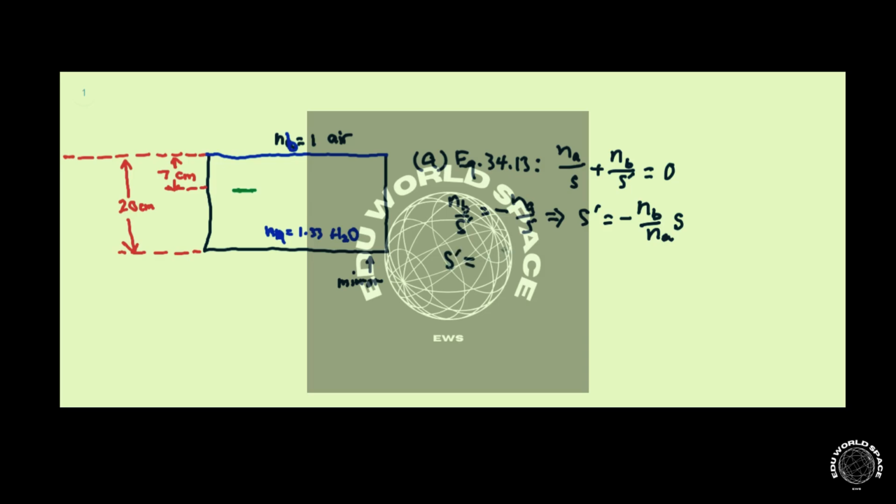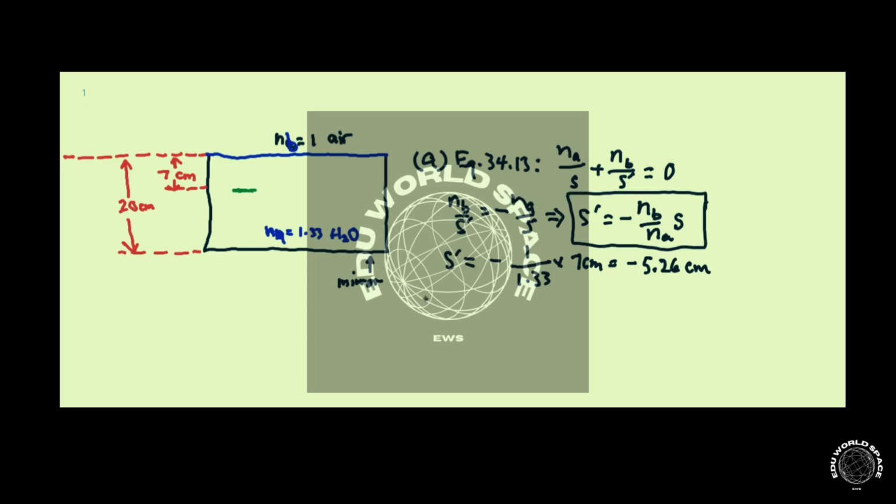So we know that NB is 1. That's the index of refraction of air. And NA is 1.33, which is the index of refraction of water. And this is multiplied by the object distance, the actual distance of the object, which is 7 centimeters. And when you plug this in your calculator, you find that it's 5.26 centimeters. Okay, so minus 5.26 centimeters. And so this equation will be the main equation for this problem.